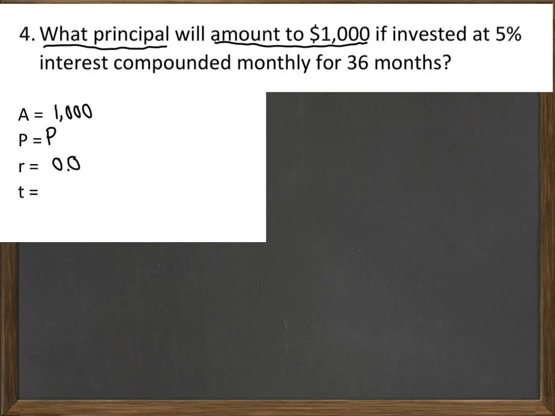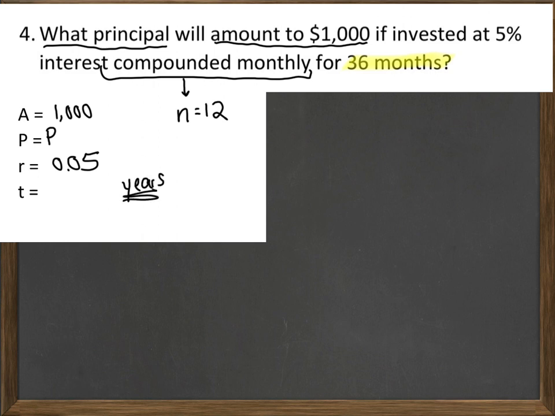Then I have an interest rate of 5%. It's compounded monthly, so that means my n is going to be 12, because there are 12 months in a year. And then the other thing it says is 36 months. Remember, our constraint on time is that this must be in years. If you put t equals 36 here, I can tell you right now that is not going to give you the correct answer. You cannot write t equals 36.